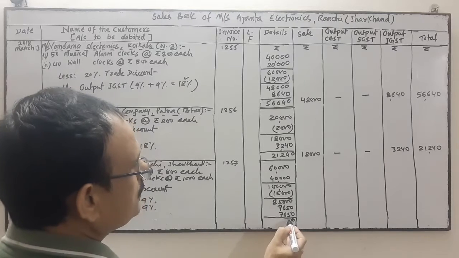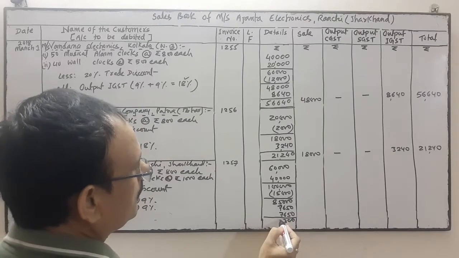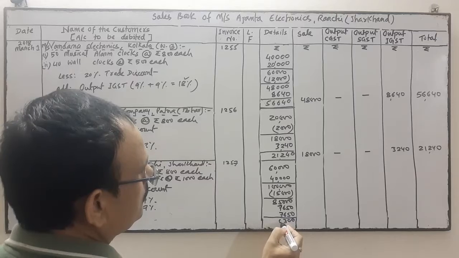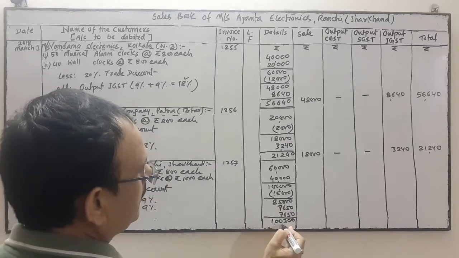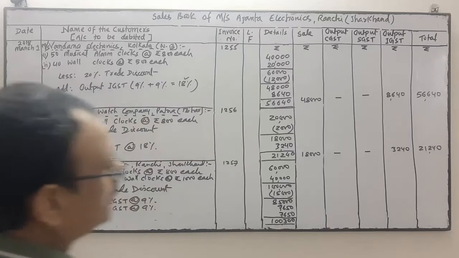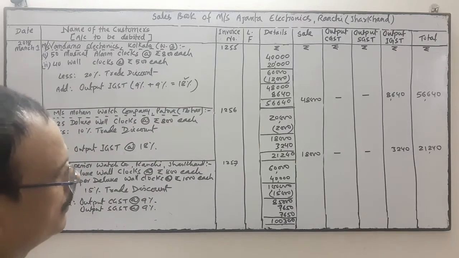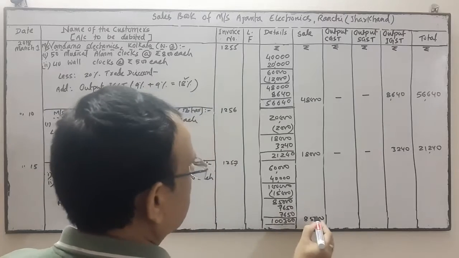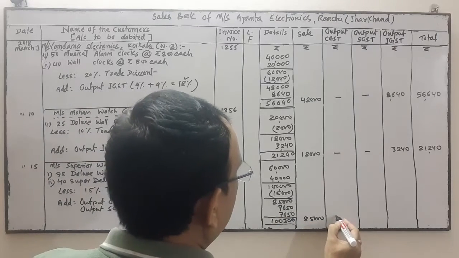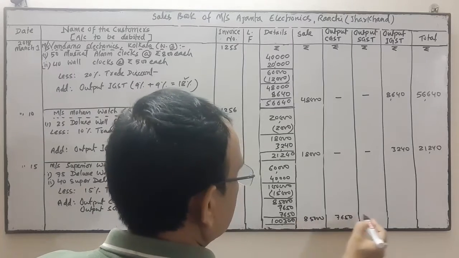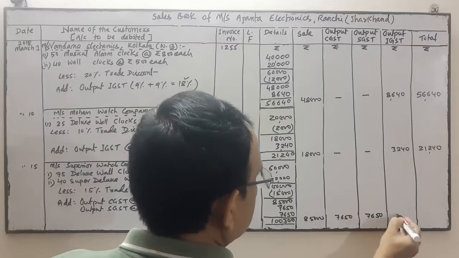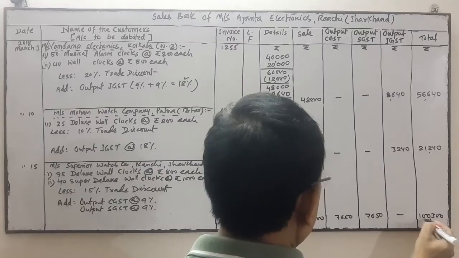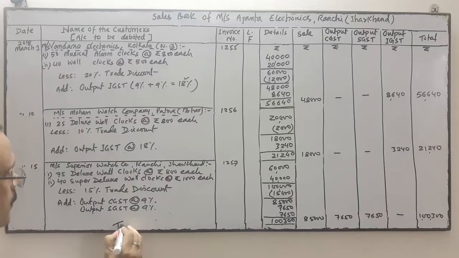So the total is 1,00,000... Now we'll write 85,000 over here, this amount in the sales, this amount will be in the output CGST, this amount will be in the output SGST, there is no integrated GST, and the total is written here. We'll do the total at last.